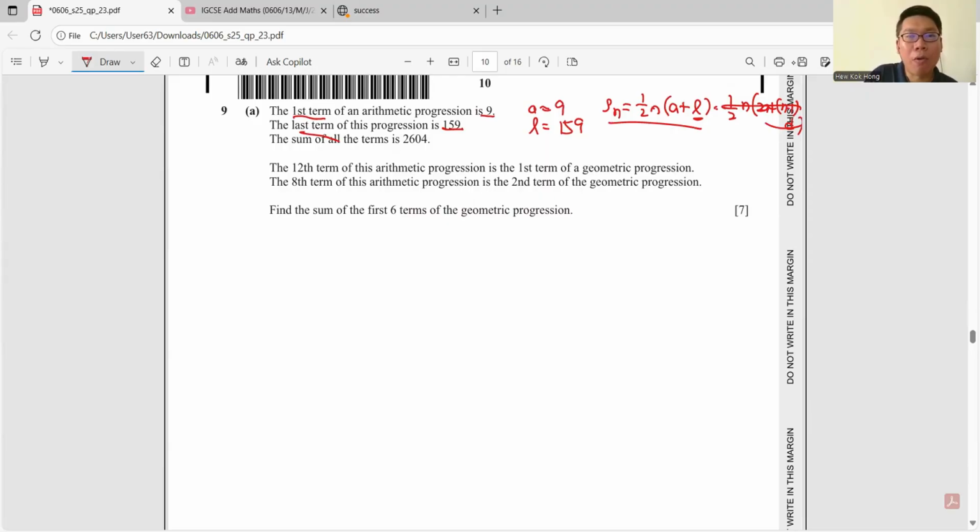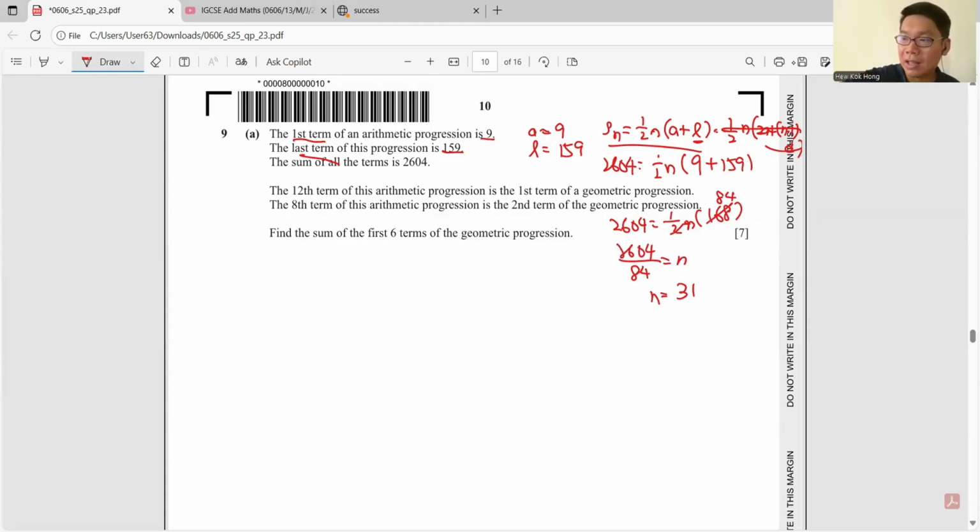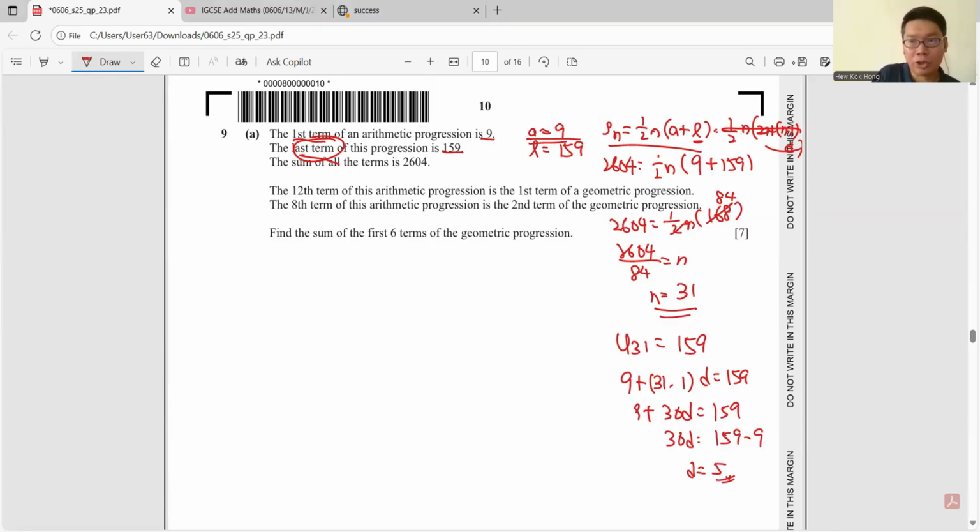Then they say the sum of all terms is 2604. So here is 2604. And I know, A is 9, L is 159. So I just key in calculator and count. I found my n is 31. So usually for AP, we need a and also we need d. So if we know for this sequence we have 31 terms, it means that the last term is just U31. By applying the formula a plus n minus 1 d, I can know what is my value of d. This is just 5.